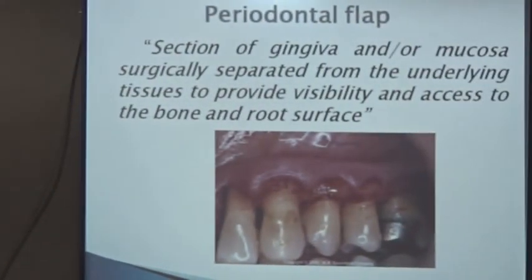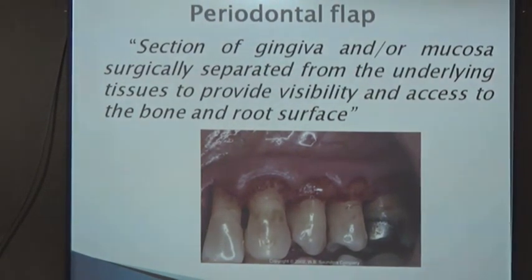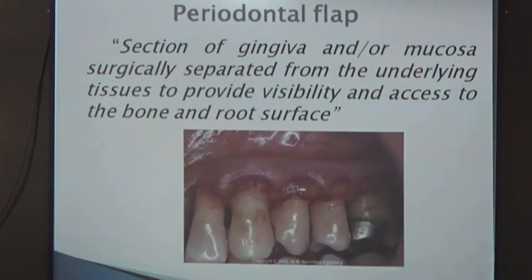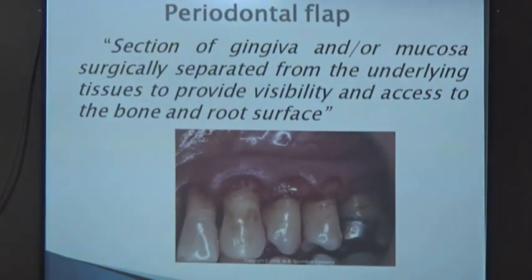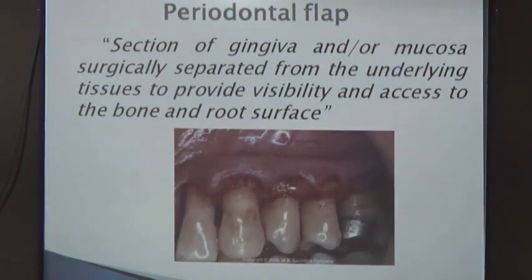Okay. This is the flap. In periodontal flap surgery, we can divide the flap into two types. One is the mucoperiosteal flap, otherwise known as the full thickness flap. The other one is the partial thickness flap, otherwise the split thickness flap. It is a section of the gingiva or mucosa surgically separated from the underlying tissue to provide visibility and access to the bone and the root surface.